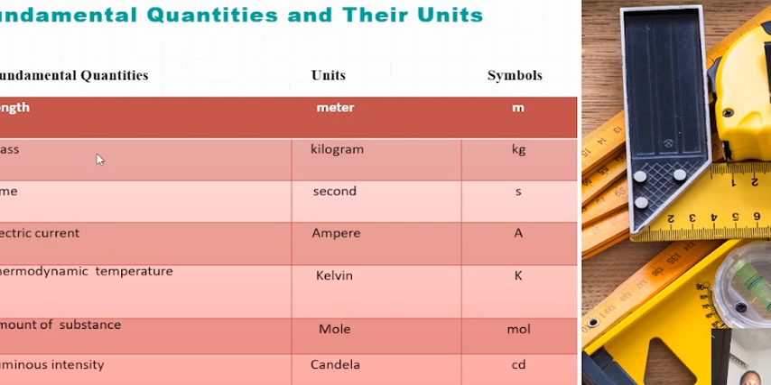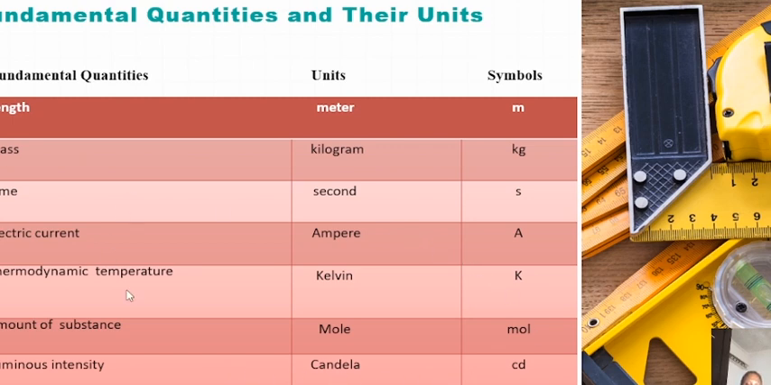Then the mass is measured in kilogram, and the symbol is kg. Time, second, and the symbol is s. Electric current, ampere, and the symbol is A. Thermodynamic temperature, Kelvin, and the symbol is K. Amount of substance, mole, and the symbol is mol. Then luminous intensity, candela, and the symbol is cd.